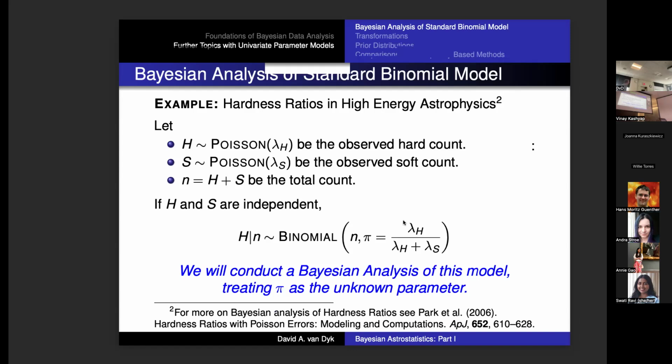Okay, so let me look at another simple one-dimensional example. This is the binomial distribution. That's the Poisson distribution for counts, and the binomial distribution is for hardness ratios. Hardness ratios, you probably know this, are the lowest resolution summary of a spectrum. You look at the hard counts, the high energy counts, and the soft counts, the low energy counts, and you're interested in the relative frequency of the low and the high energy.